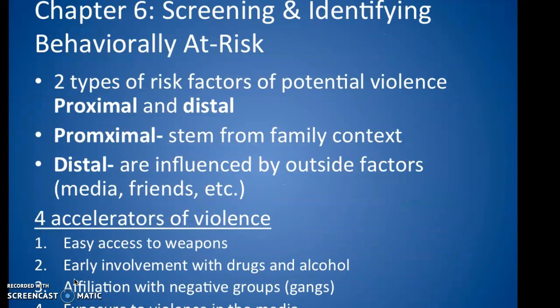Chapter 6, Screening and Identifying Behavior at Risk. There are two factors of potential violence, proximal and distal. Proximal stem from family context. Maybe they're going through something at home, maybe a divorce or domestic violence, that is affecting the student. And distal are influenced by outside factors. Think of friends, media, etc.